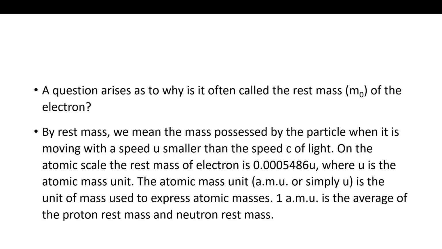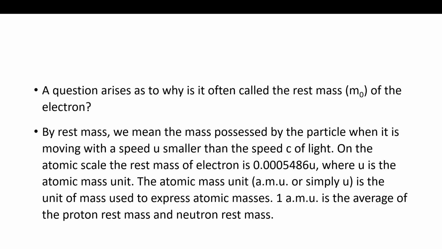The question arises as to why it is often called the rest mass of the electron. This concept must be clear to you. By rest mass, we mean the mass possessed by the particle when it is moving with a speed u smaller than the speed of light. On the atomic scale, the rest mass of electron is 0.000548 atomic unit.